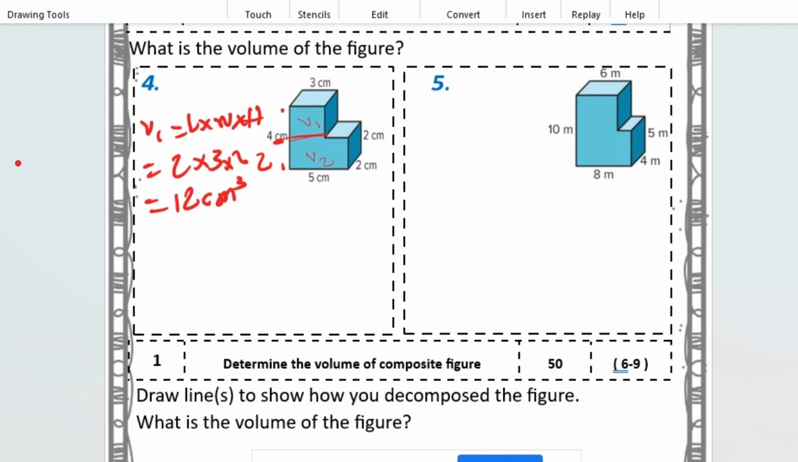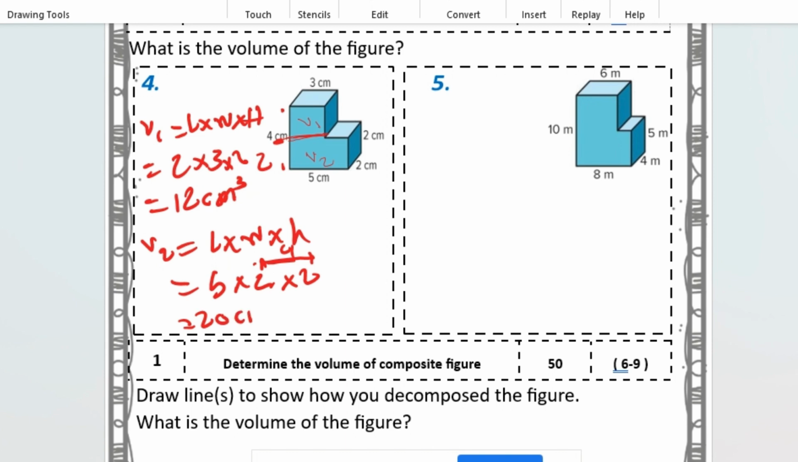Okay, the next one, which is V2 equals what? L times W times H, which here we have the L is 5, the W is 2, and the H, or the height, is 2. So we'll have 5 times 4. This is 4 basically. 5 times 4 is what? Is 20 centimeter cube. We add to get V total here equals what? 20 plus 12, which is 32 centimeter cube.